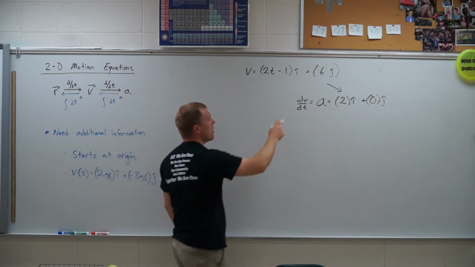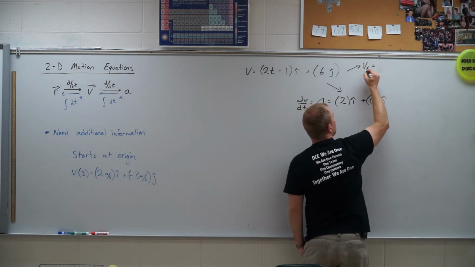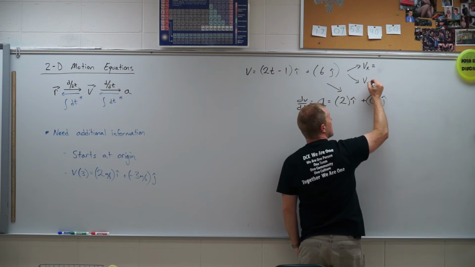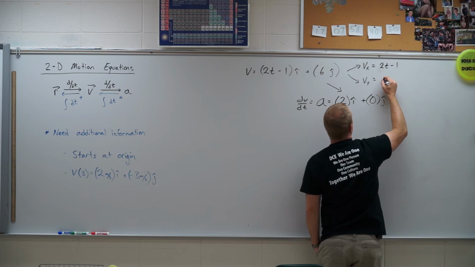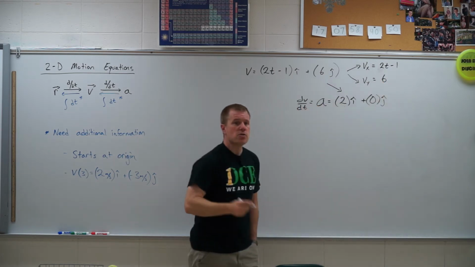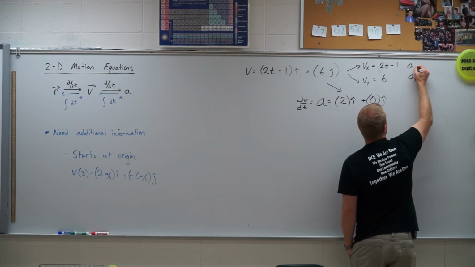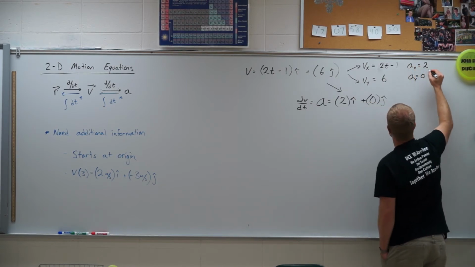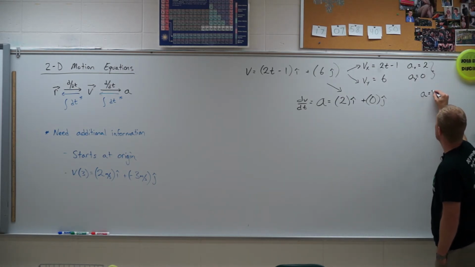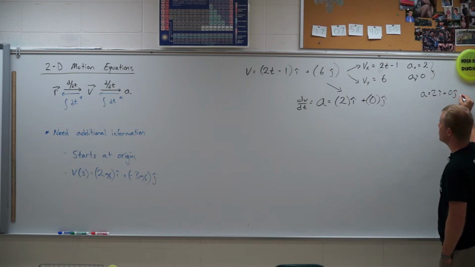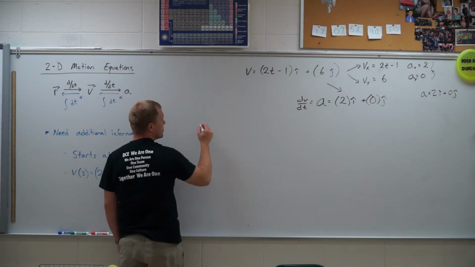Another way you can think about these functions is as an x function, or x component, of 2t minus 1 and a y function of 6. You could then take those derivatives and you have an acceleration of 0 in the y direction and an acceleration in the x direction of 2. And then you could put that back together and get an acceleration of 2 i hat plus 0 j hat. Either way is acceptable.